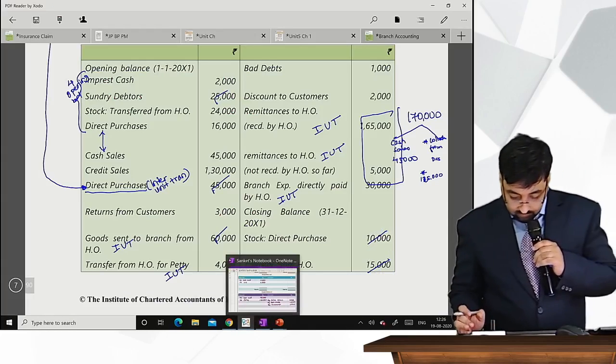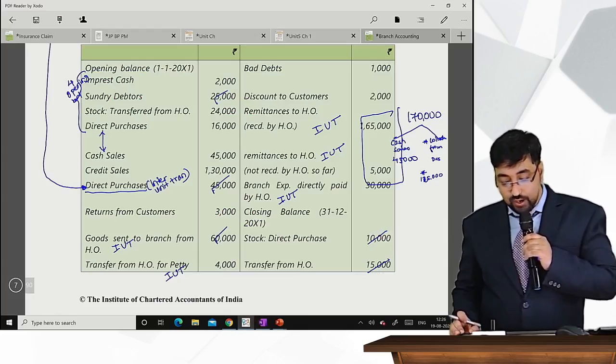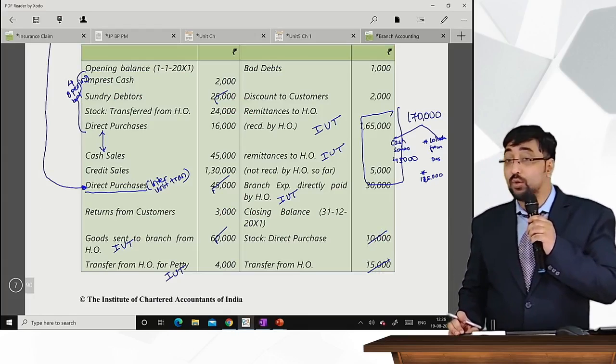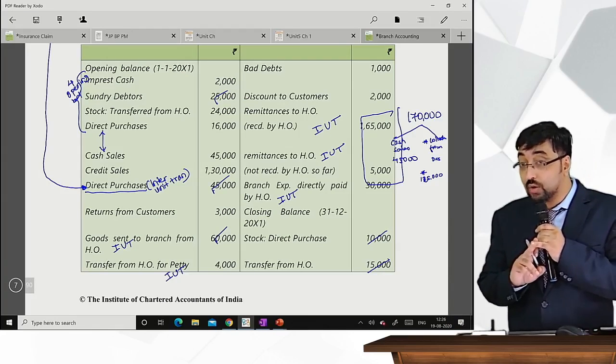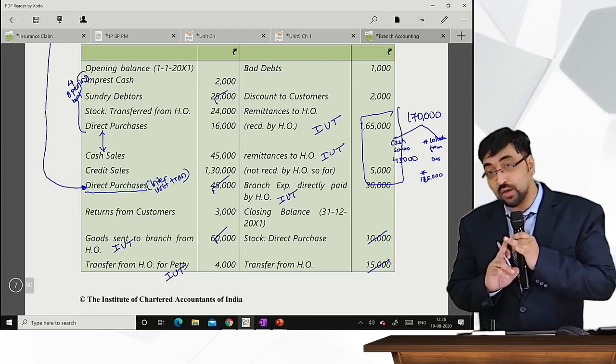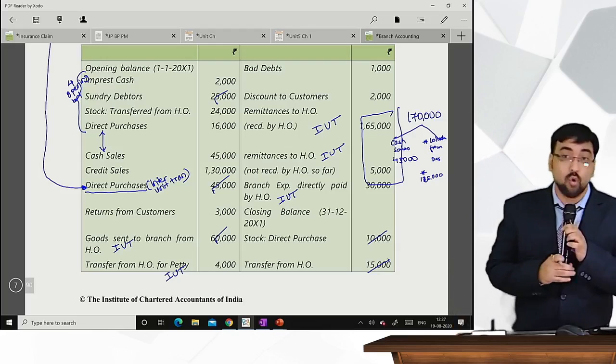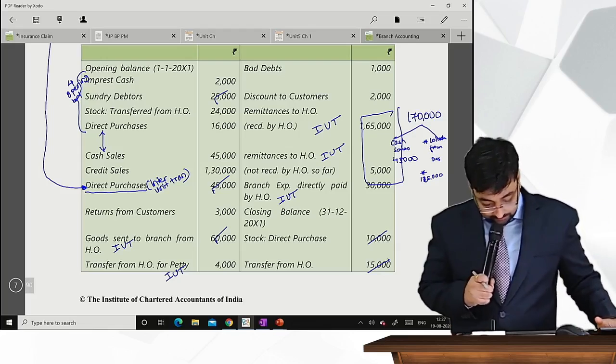Next one, remittance to HO. So what is the entry? HO account debit to cash. We have not opened HO account. We have not opened cash account. So we don't have to pass this entry because accounts are not open in our books.